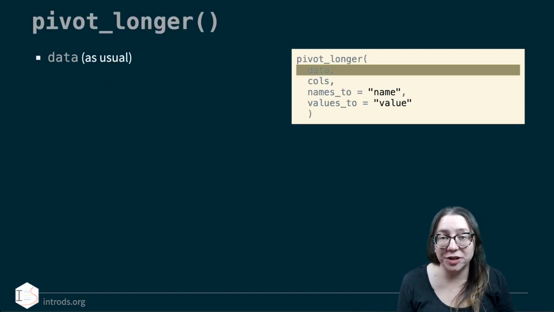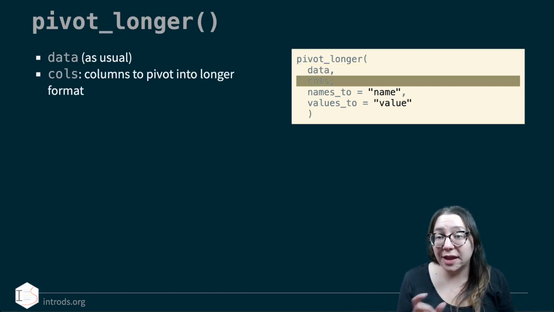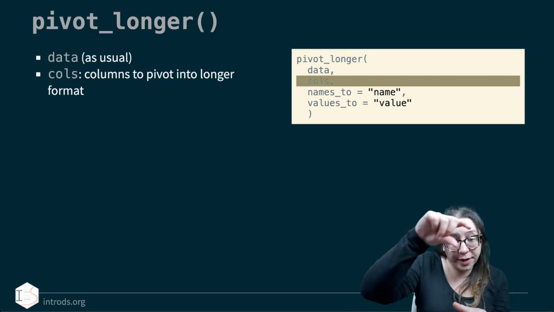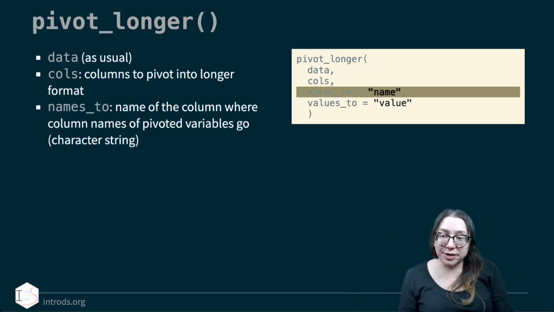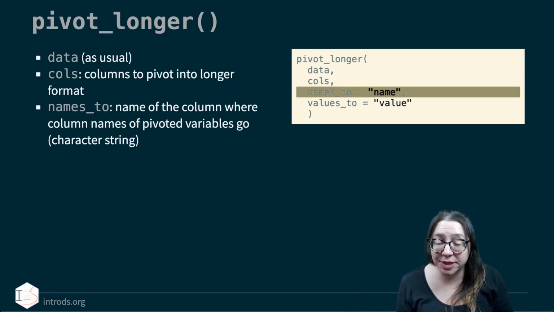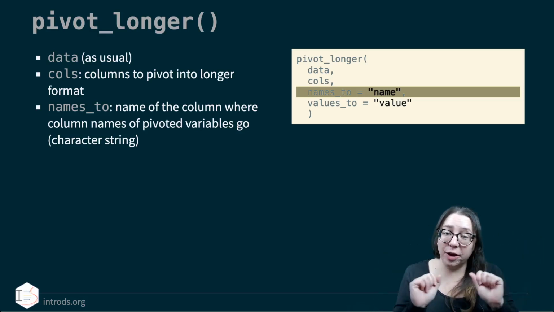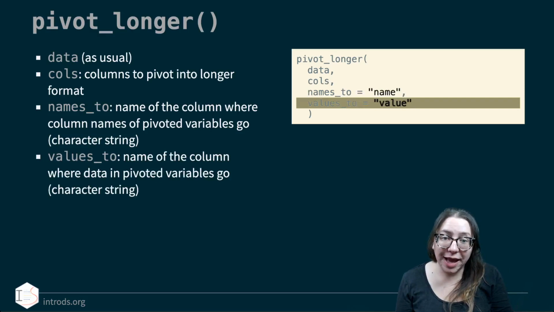So we're going to use a function called pivot longer. The pivot longer function, just like any of the other functions in the tidyverse, starts with a data argument as usual. Then we want to give it the columns we want to pivot into a longer format. So which ones are we going to pivot? And then we want to give it an argument called names to, which is the name of the column where the column names of the pivoted variables will go. And the last argument is values to, which is the name of the column where the data in the pivoted variables will go, which is also a character string.